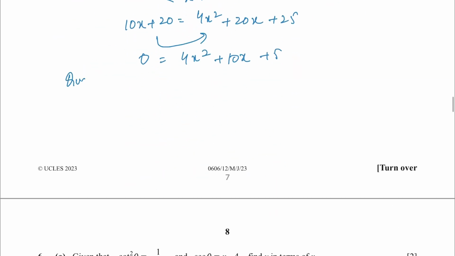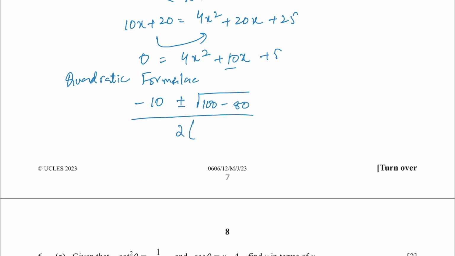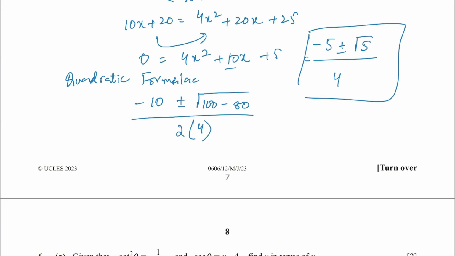And here we can apply the quadratic formula. I have already applied it in the previous question. You can look at that, and here we'll be just simplifying this. So this would be negative 10 plus minus the square root of b squared, which would be 100, minus 4 into 4 is 16, 16 into 5 is 80, over 2 into a, which would be 4. So solving this, we'll have our answer as minus 5 plus minus root 5 over 4. So this will be our final answer.